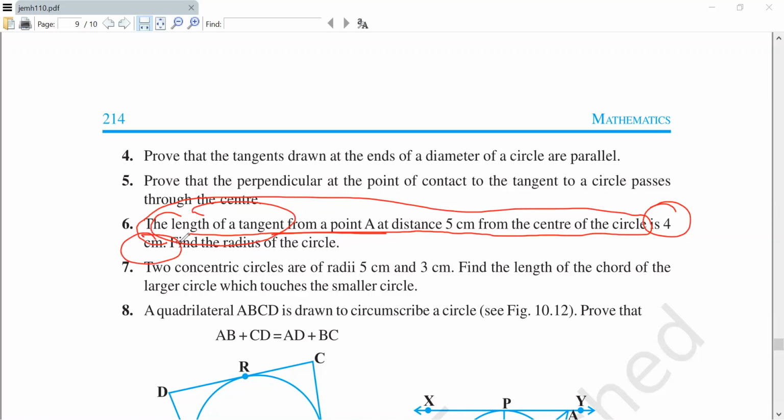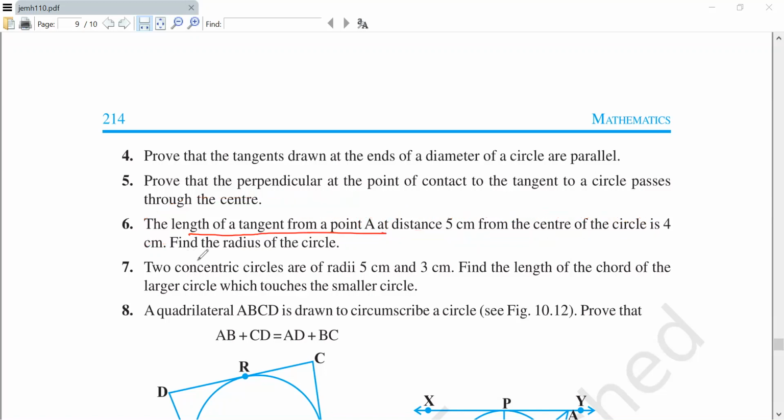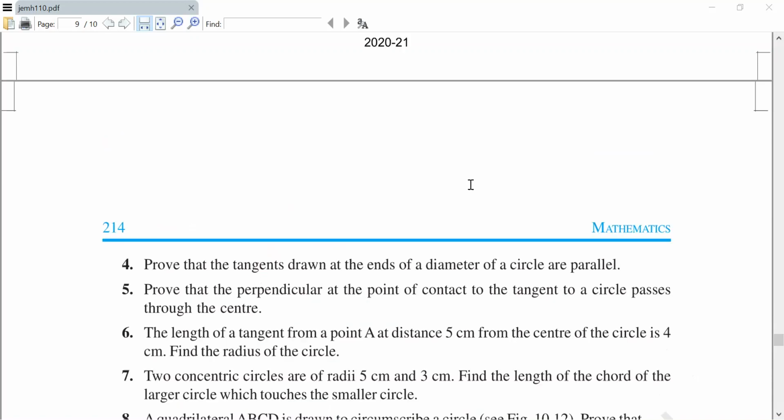Hey, Deepak, confused? Length of a tangent from a point A at a distance 5 centimeters from the center of the circle. So the point A is at a distance 5 centimeters from the center of the circle, but the length of the tangent starts here, is 4 centimeters. Find the radius of the circle. Same question it is, asked in a little confusing English, that's all.